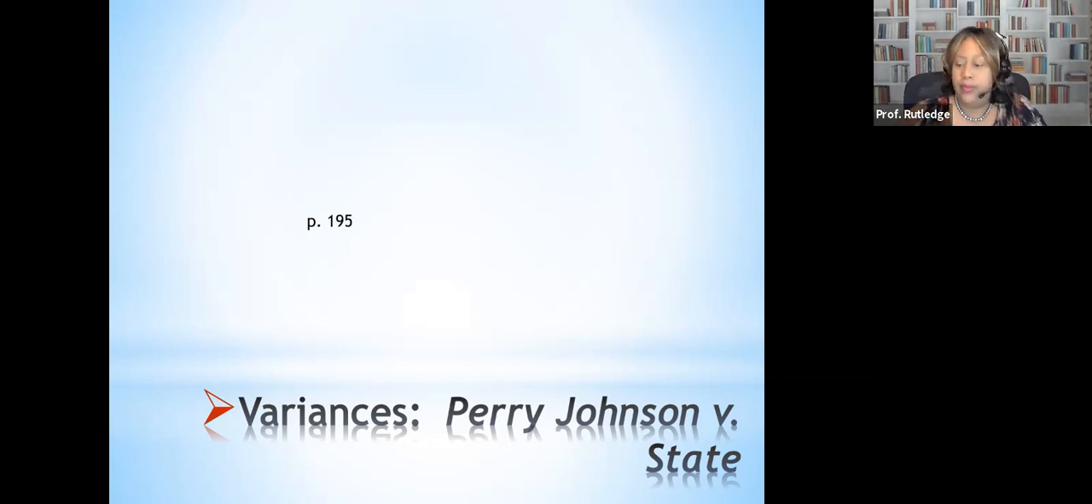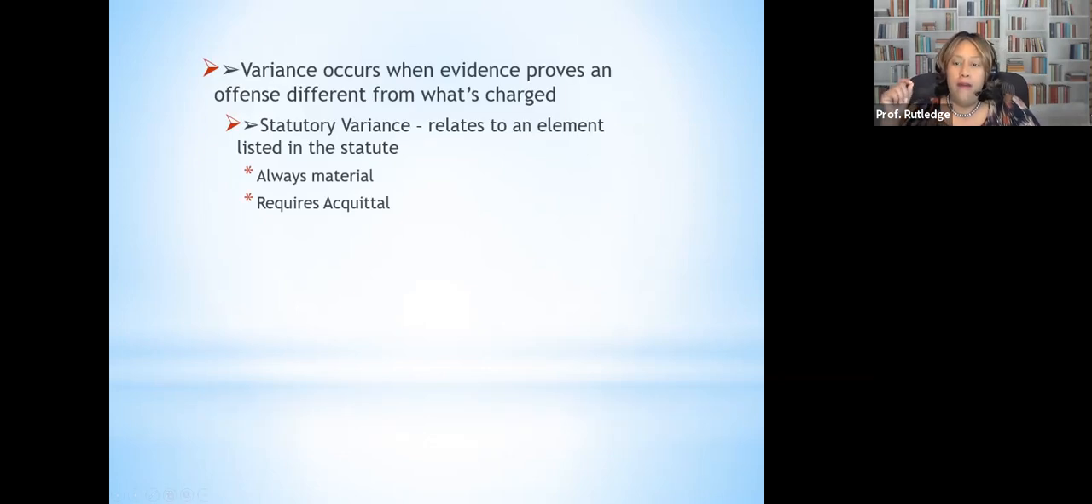So let me go to this next because I think this slide helps a little bit more. A variance occurs anytime the evidence proves an offense that's different than what you charge in your charging document. Remember, we said the charging document's everything. So if you were talking about an element in the statute, that's a statutory variance. And a statutory variance is always material. It requires an acquittal, game over.